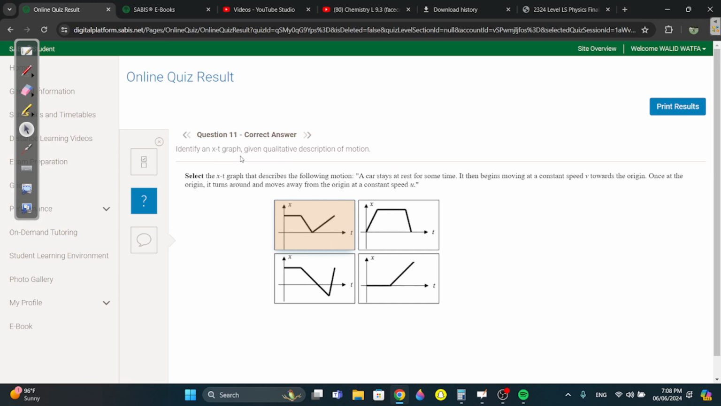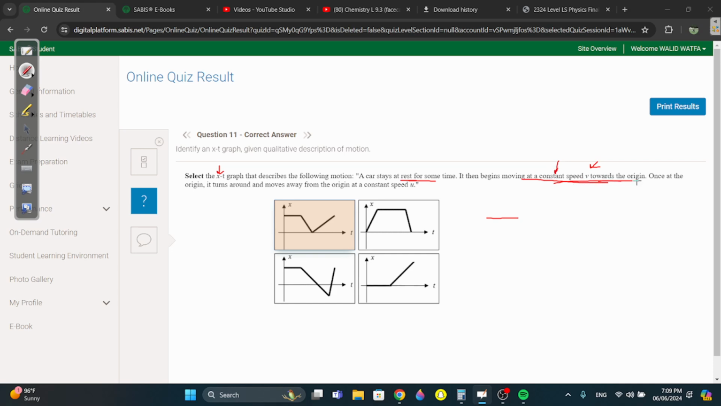Select the x-t graph that describes the following motion. A car stays at rest for some time, then begins moving at a constant speed v towards the origin. So it stays at rest, right? x-t is the distance. If it's staying at rest, the distance is not changing, so it's staying constant. It then begins moving at a constant speed v towards the origin. Constant speed means straight line, not curved.